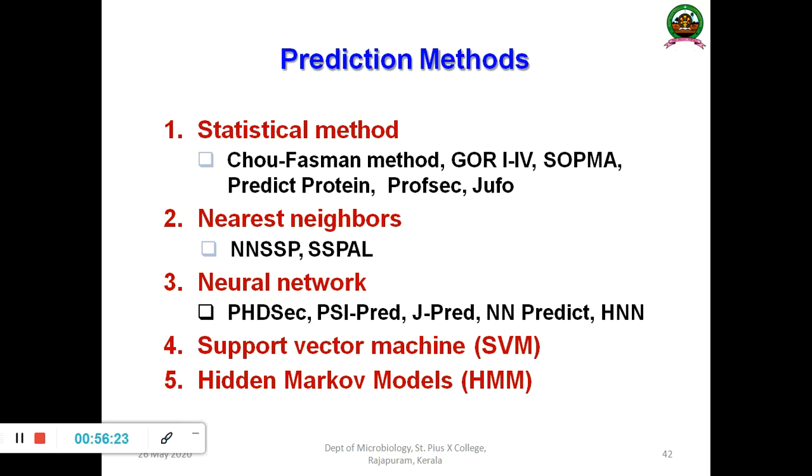And in the statistical methods, the first one is the Chou-Fasman method. Under this statistical method you are also having Garnier, Osguthorpe and Robson, GOR. And you are having another tool called SOPMA, self-optimized prediction method with alignment, and PredictProtein, and PSIPRED, forecasting secondary structure, and JUFO. Then similarly SSPAL, PHD, SecPred, JPred, NNPredict and HNN, that is the hierarchical neural network. So a lot of computational analysis is required. These are the major types of prediction methods.